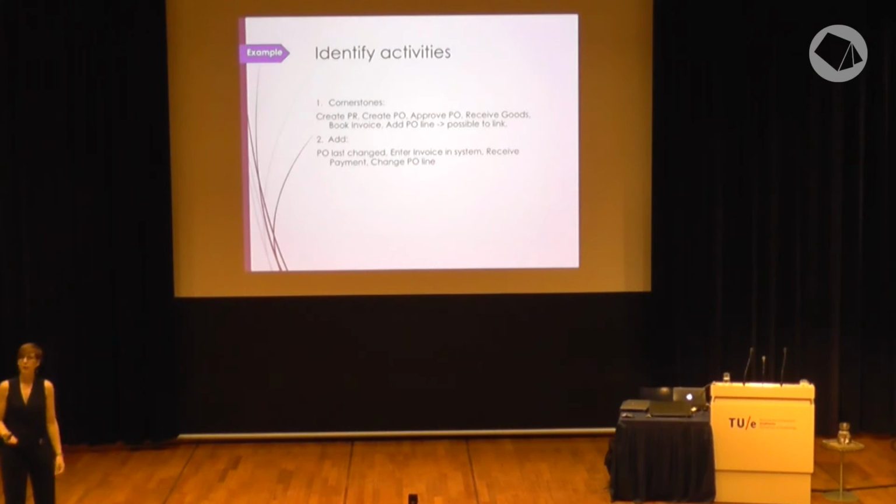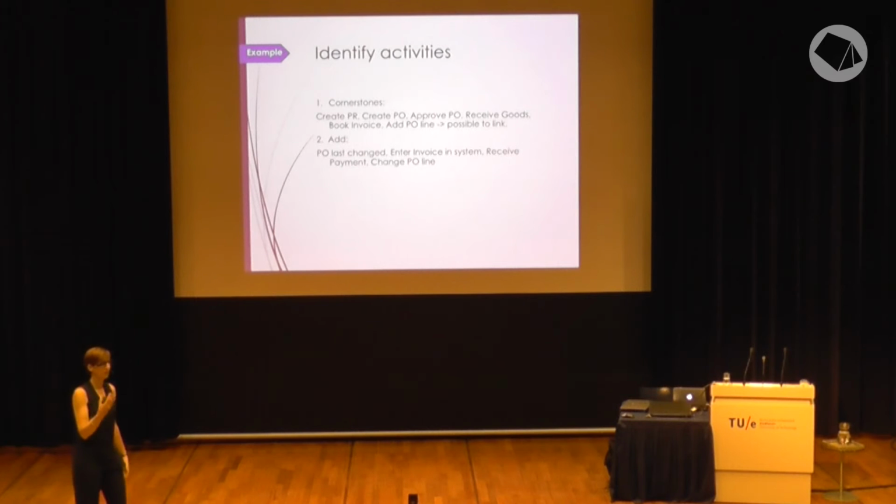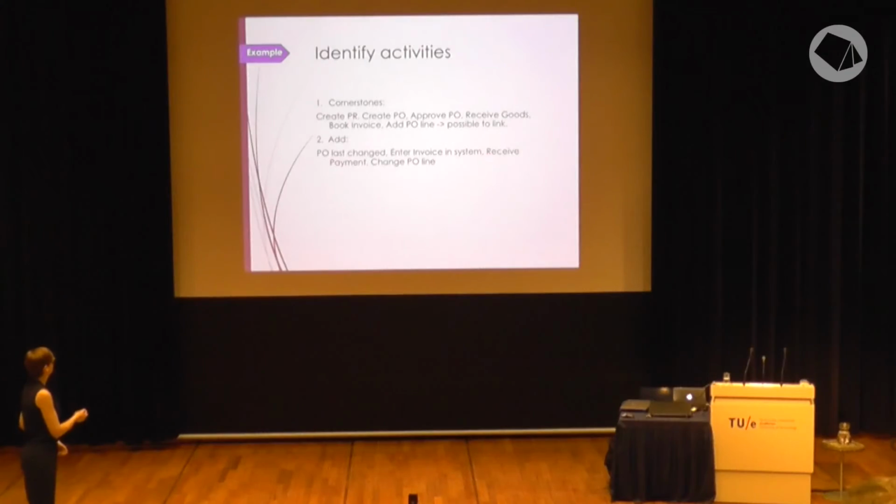In the second step, we add all other timestamps that we find. Traditionally, in ERP systems, there are a lot of timestamps on the table of invoices, like when was it received, when was it entered in the system, when was it booked. You have 5 different timestamps, I think, in the general ledger of SAP, for example. I've just invented this, okay? This is just a fictitious example. So let's say that I have an extra timestamp on purchase order last changed, when the invoice was entered in the system, when the payment was received, and change PO line.